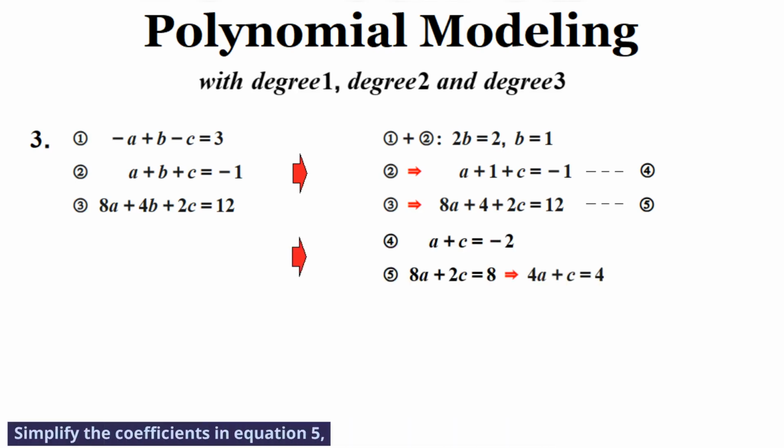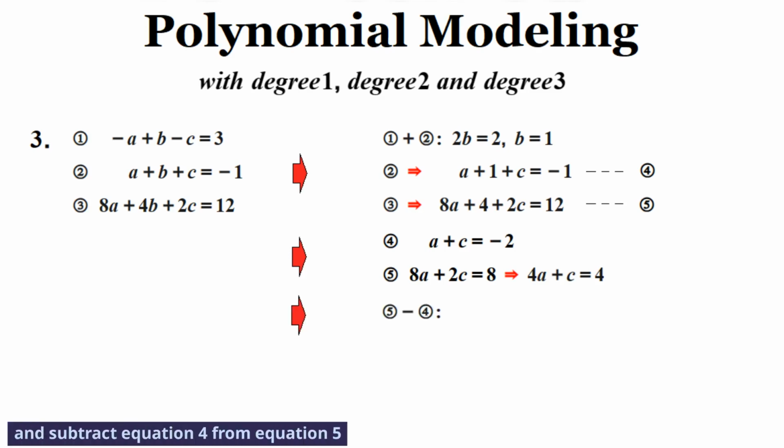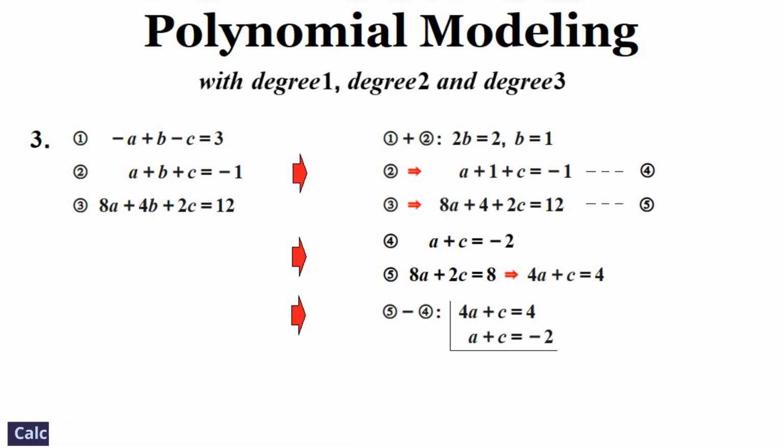Simplify the coefficients in equation 5, and subtract equation 4 from equation 5. Calculate these side by side. 3a equals 6. Yielding a is 2.